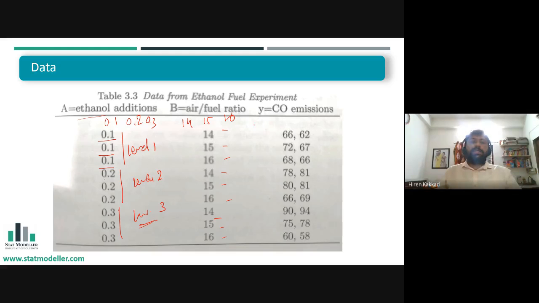Now it has 2 replications. So when they conduct the experiment, at 0.1 and 14, in the first experiment they got the result as 66. In the second, it also got the result of 66. Right, so you can say replication 1, replication 2. So that is what is there.